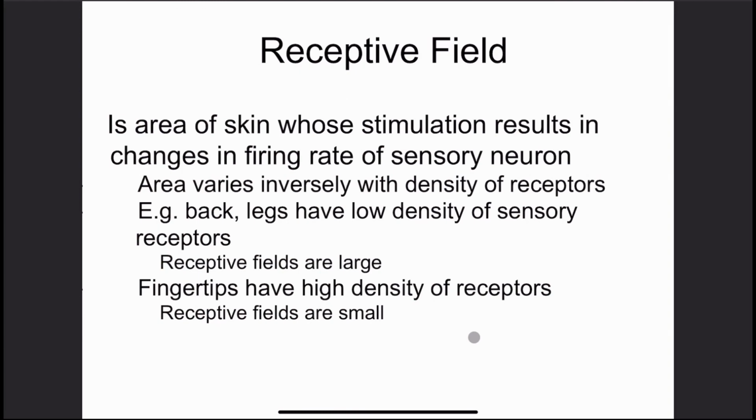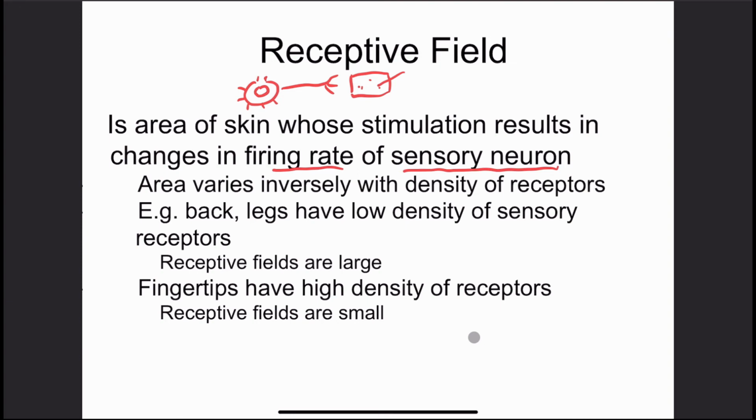So each sensory neuron has a receptive field, which means they have a field of skin that they are going to innervate. So if there is stimulation on these parts of the skin, it is going to change the firing rate of that sensory neuron. These areas are different depending on the different regions of the body, and the area varies inversely with the density of receptors. What that means is if there are less receptors, the receptive field is going to be bigger.